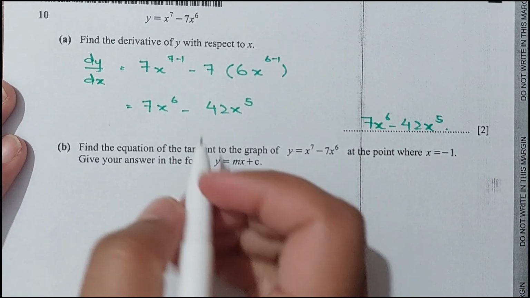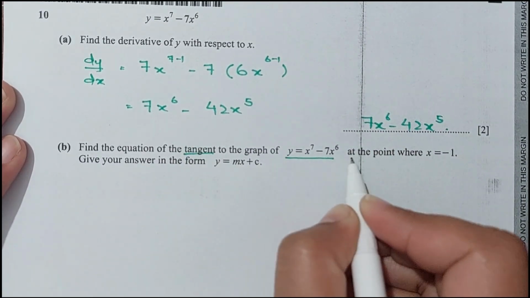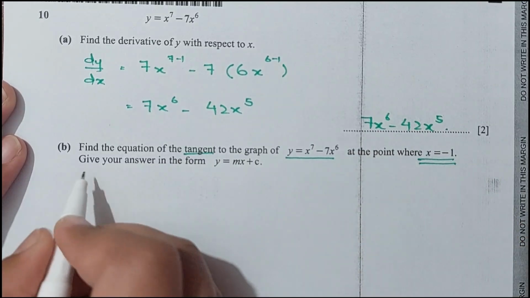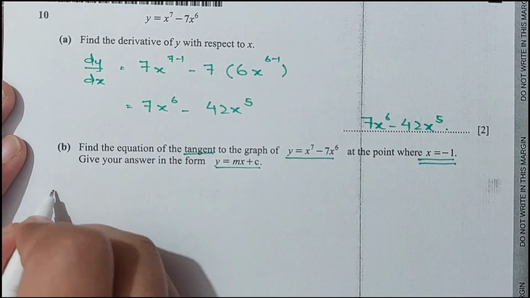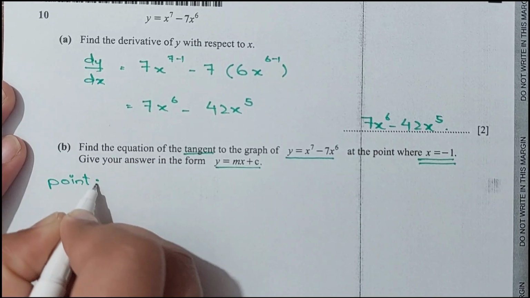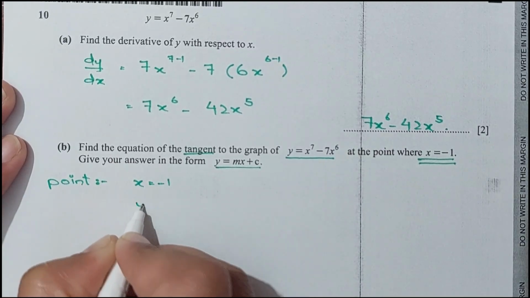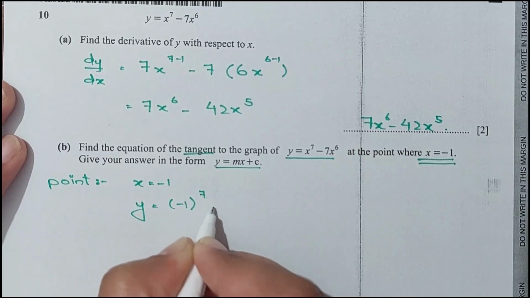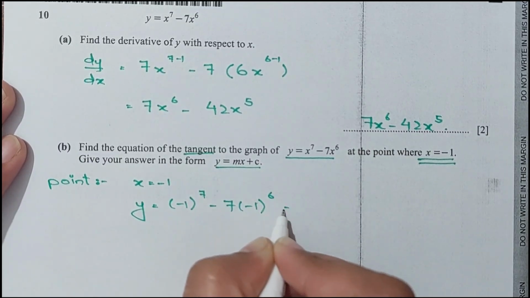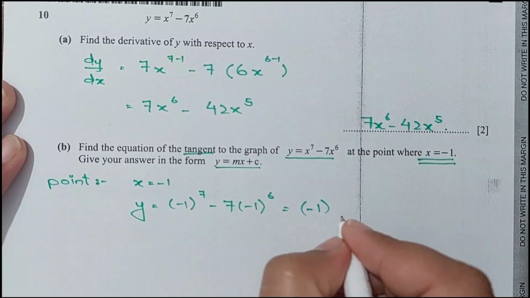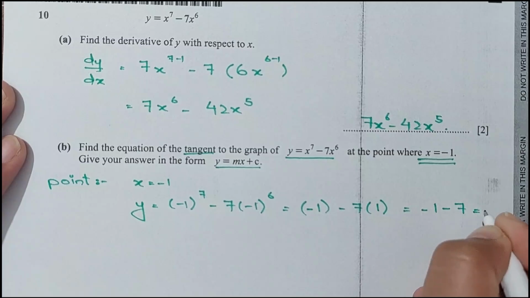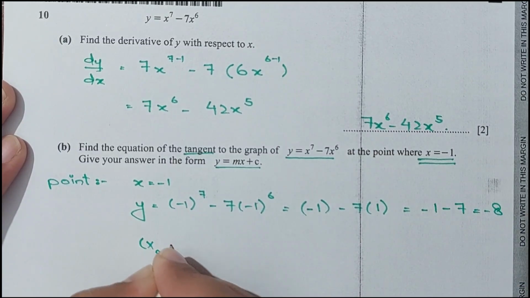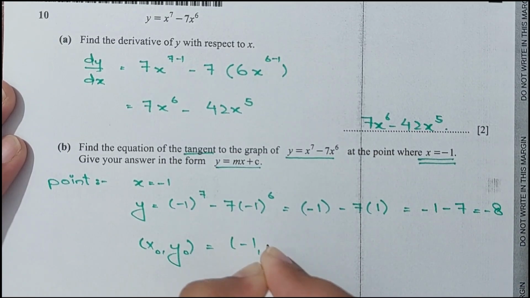Now for part B, find the equation of the tangent to the graph at the point where x is equal to -1. Give your answer in this form. For the equation of a tangent, we need the point and we need the gradient. So the point is x equals -1. What is the y value? -1 to the power 7 minus 7 times -1 to the power 6. This is -1, odd power stays -1, minus 7 times (-1)^6 which is 1, so -1 minus 7 would be -8. So x naught and y naught, this point is (-1, -8).